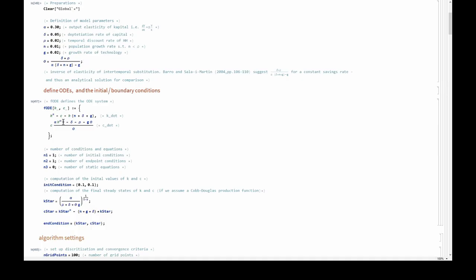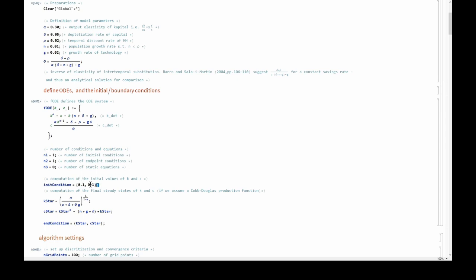Note here that we implicitly use a Cobb-Douglas production function. This is this part here, so we don't do it for the general production function. Here again we have n1, n2, and n3 from the theory slides before, which are exactly the number of initial conditions, the number of endpoint conditions, and the number of static conditions. Here in the Ramsey-Cass-Koopmans model, we don't have any static conditions.